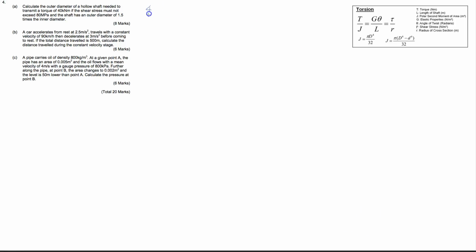I'm going to follow my own advice here: when you see something a bit weird, or any time actually, just draw a diagram, state your variables, state your formula. You've already picked some marks up and it's helped you. So calculate the outer diameter of a hollow shaft. Got a hollow shaft here, transmit a torque. T for torque, let's use the right letters. So T maximum torque is 80 megapascals, so 80 times 10 to the 6.